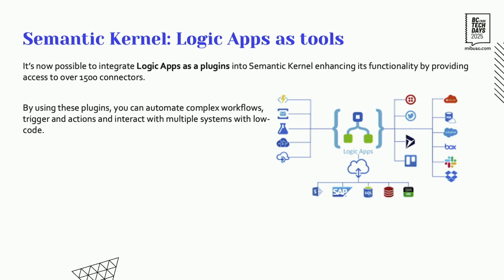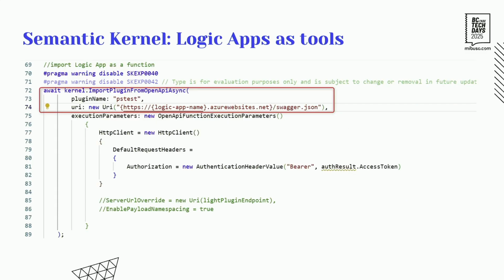This is a nice mix, because in this case you don't need to define functions in code, but you can have a local developer that can create different workflows, and you as a developer simply with this line say to the kernel, okay, dear kernel, go into this URL, that is the Swagger definition of the Logic App, and then discover all the workflows and do what you want. And I will show you how it works in a few minutes.